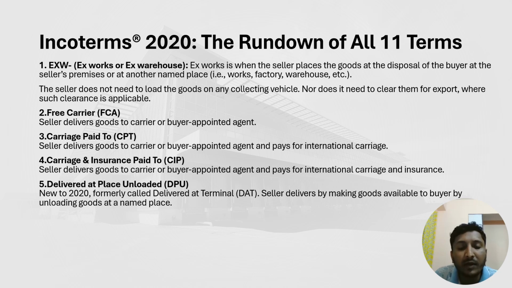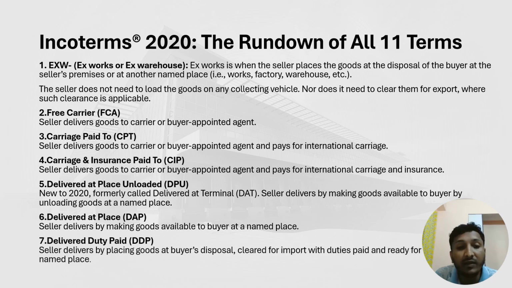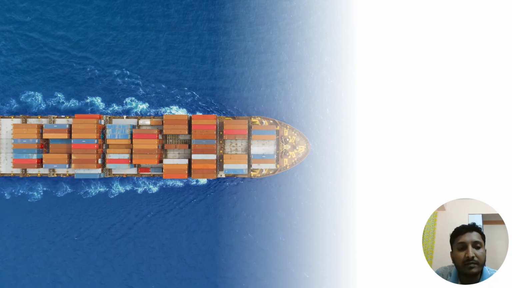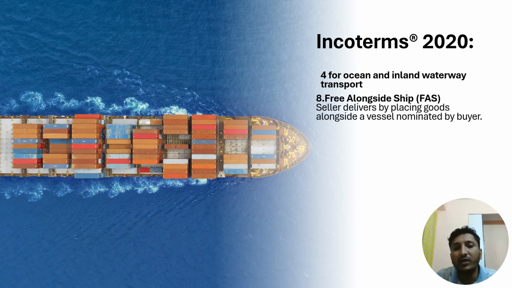New in 2023, formerly called delivered at terminal. Seller delivers by making the goods available to the buyer, unloaded, at a named place. Delivered at place, DAP: seller delivers by making the goods available to the buyer at the named place. So in the Incoterms 2023, there are four rules that can be used for ocean waterway.